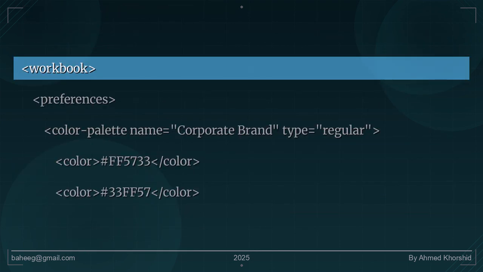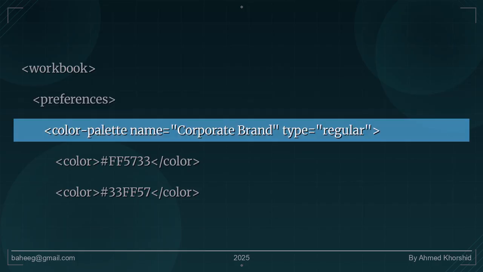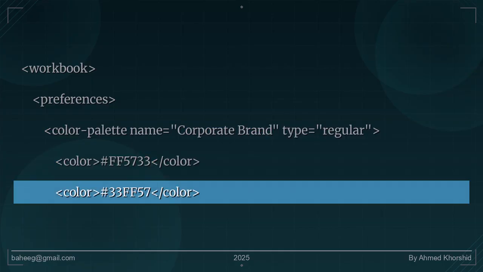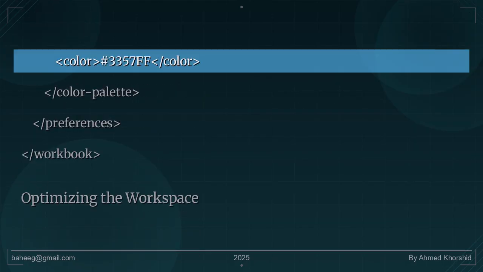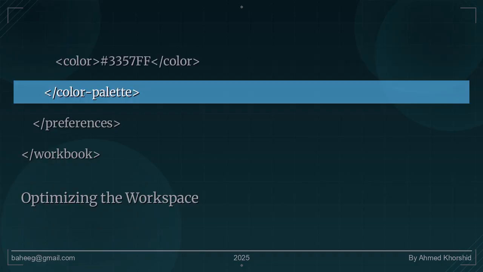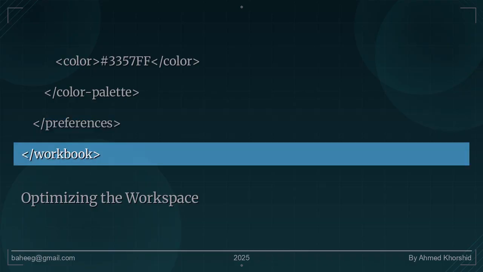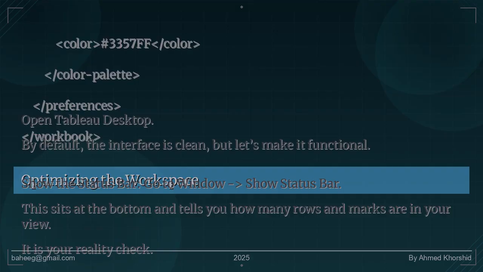Workbook. Preferences. Color palette name equals corporate brand, type equals regular. Color hash FF5733 color. Color hash 33FF57 color. Color hash 3357FF color. Color palette. Preferences. Workbook.